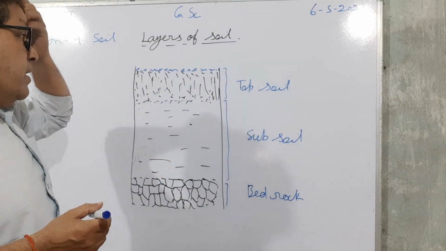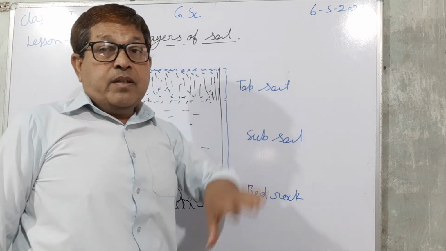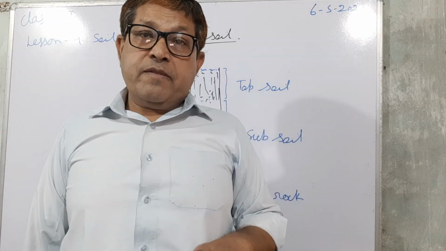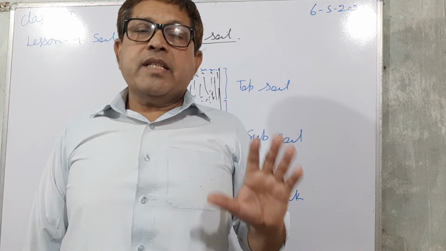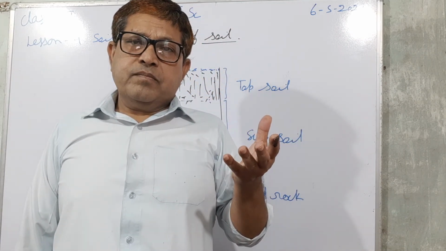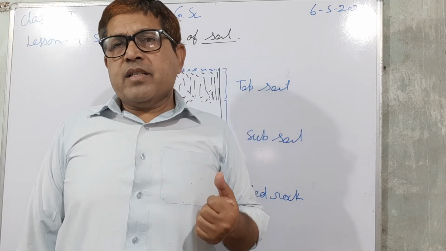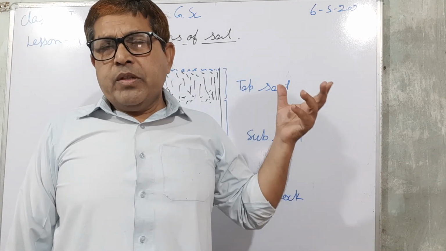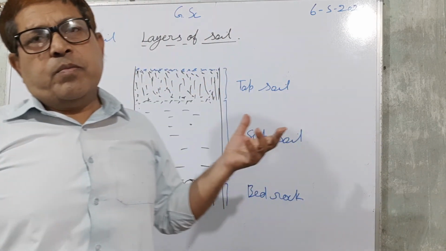Mostly plants are found in topsoil. This layer is rich in humus and dark in color. This layer has more humus, meaning the remains of plants and animals, and also proper air. So in this layer plants grow.